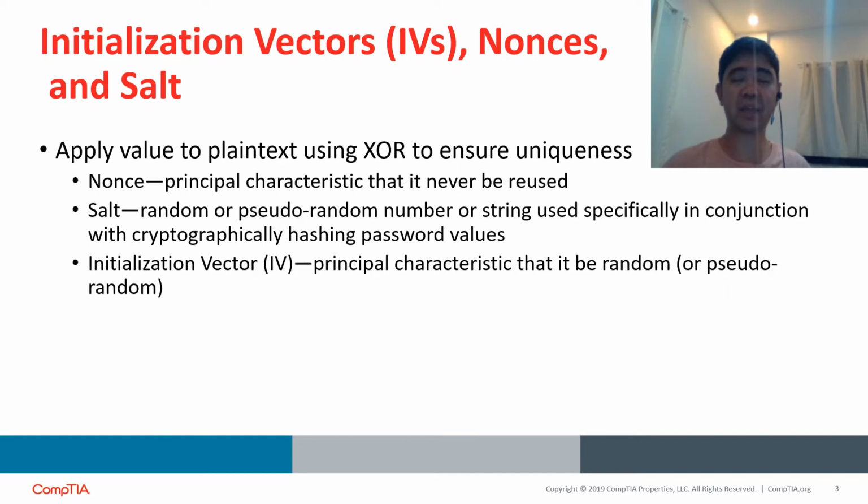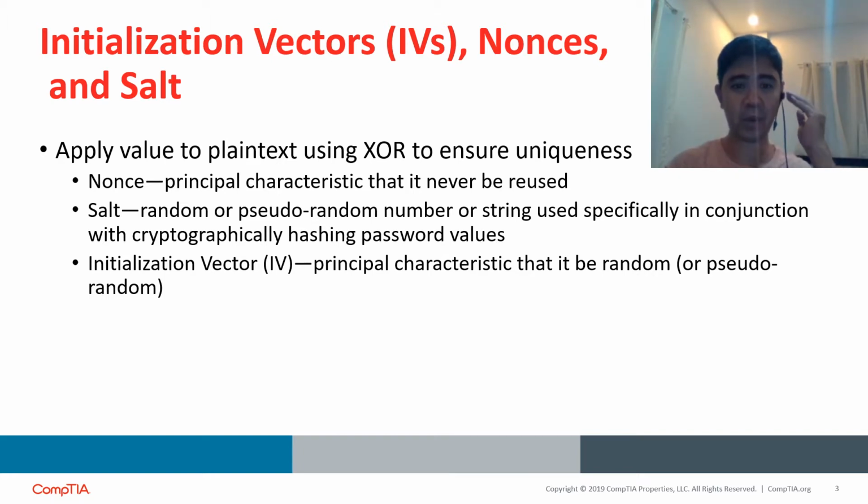Once ang isang attacker obtain a ciphertext, ang main agenda niya is to identify the cryptographic algorithm and the key. So, to make it more complicated, pwede rin mag-apply ng value to the plain text to make it more secured and also to ensure uniqueness. There are three techniques to do this. You may use nonce, salt, or initialization vector.